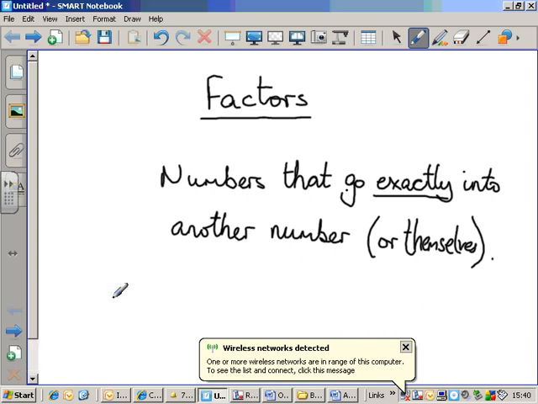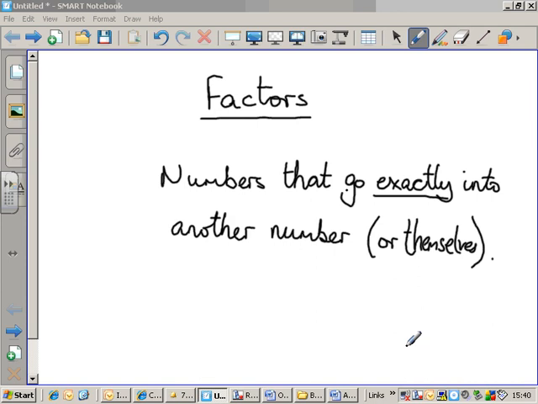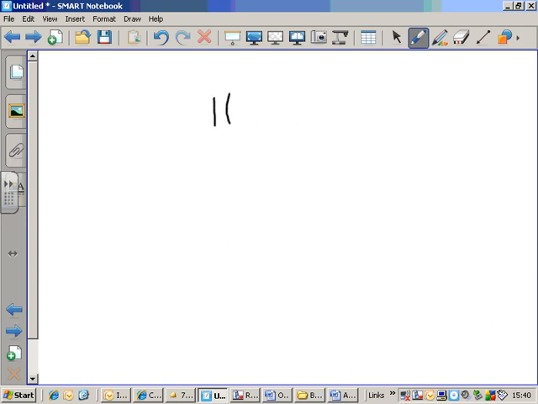Okay, here's a short video about factors. It says here factors are numbers that go exactly into another number or into themselves. And I think perhaps the easiest way to explain these is to just work through a few examples and show you how it works. Let's see if we can find the factors of 16.